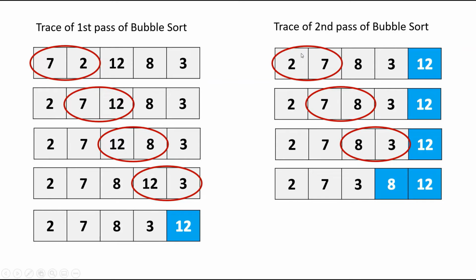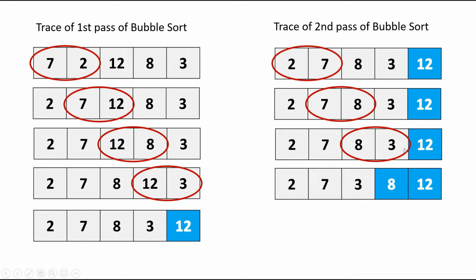Okay, let's see. In here, the first two were 2 and 7. So it is in order. So no need to change. So it comes here as it is. 2 comes here, 7 comes here. And the next two are compared. It is also okay. That means 7 is less than 8. So it is in ascending order. So no need to change. Okay, they come as they are.